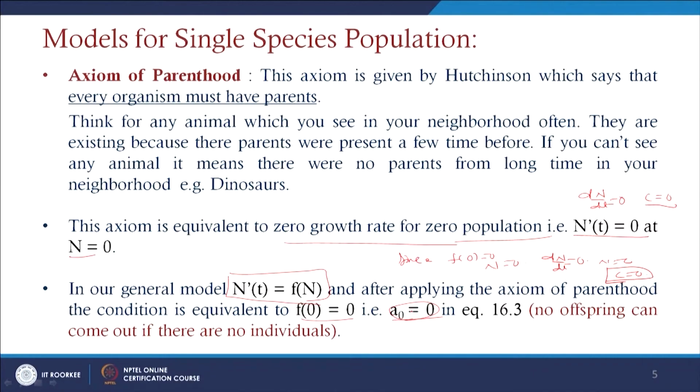So, no offspring can come out if there are no individuals. If the population exists, then we can start growth of the population, it can grow up, but if there is no population, then it cannot grow. So, that is why this axiom of parenthood is applicable in this model.